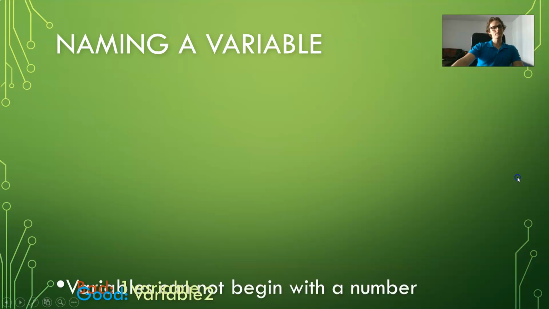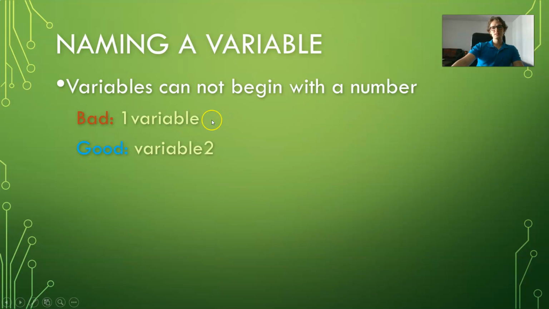Naming a variable. Variables cannot begin with a number. Okay, bad is going to be one variable. That will not work. Good, variable 2. Okay, you can use numbers, but not at the start.